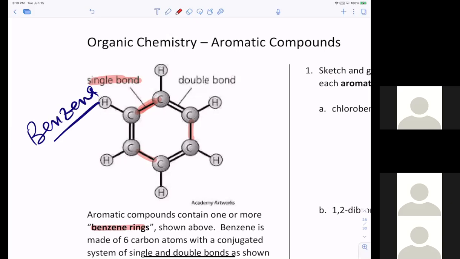Instead, what you actually see is 6 equal bonds. So when you measure the lengths, the 6 bonds are identical. But they are shorter than single bonds, and they're longer than double bonds. In fact, they're kind of like the average of the single and double bond lengths. How can that be? What's going on?